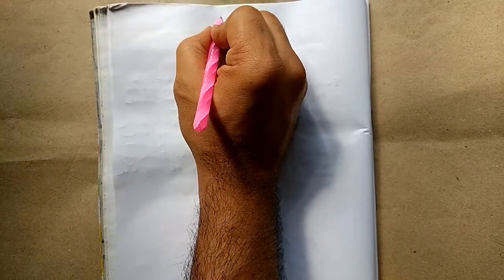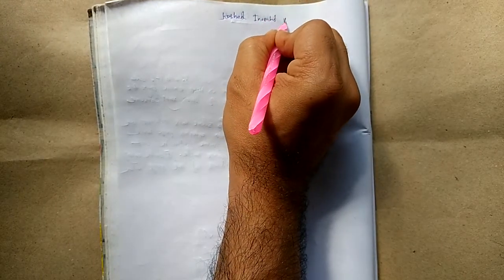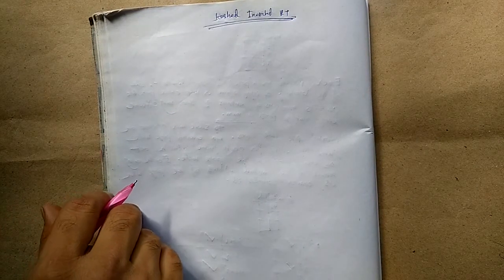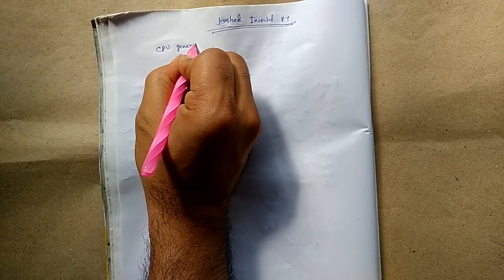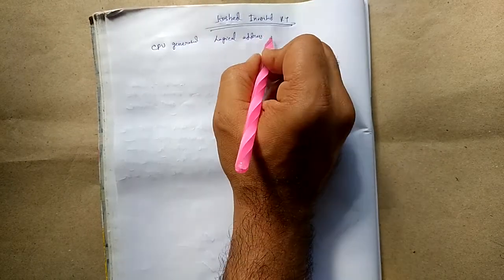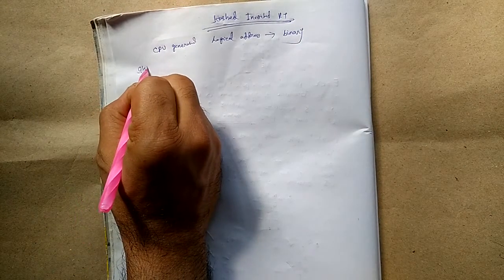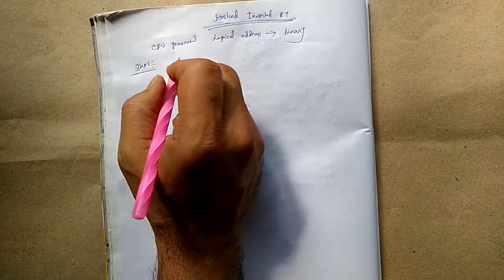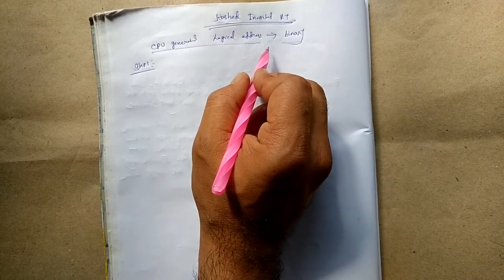Our next topic is hashed inverted page table. Here, first the CPU generated logical address is converted into its binary equivalent. Then step 1 is, the CPU generated logical address is converted into binary.